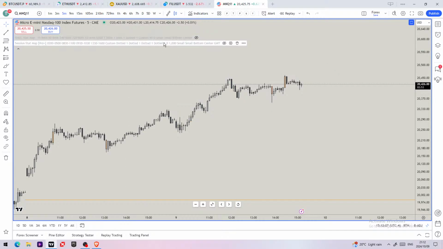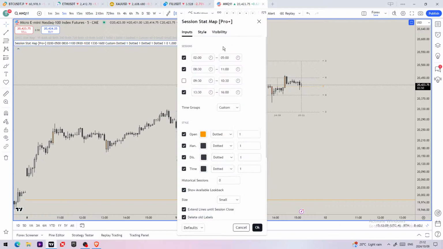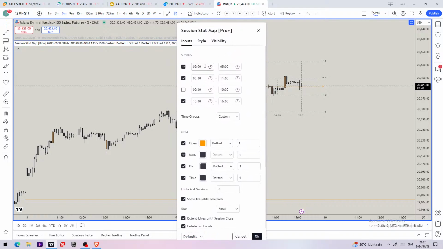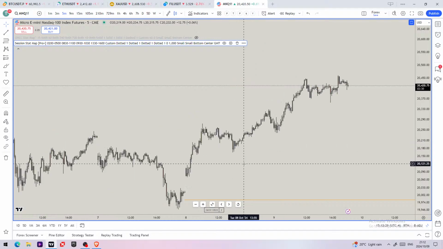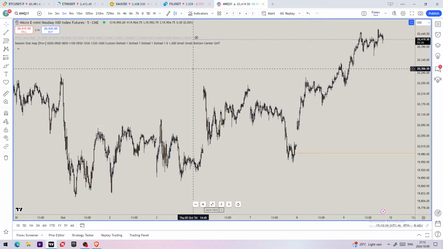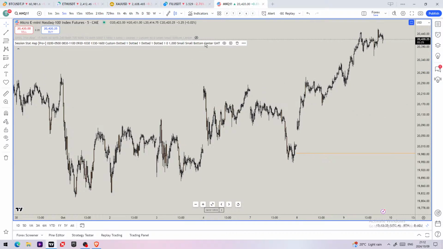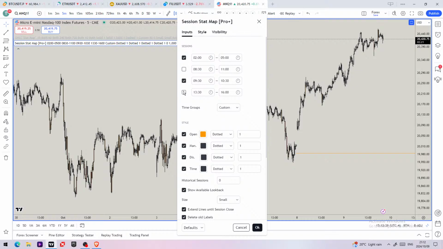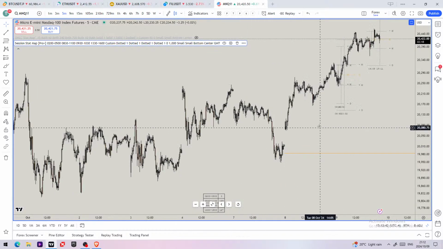And the session stat map is slightly different. What this does in particular is you could input custom ranges, like standard this comes with a PM session, 8:30 to 11 AM session, and 2 to 5 London kill zone. So if you had these on, it would then give you statistical probabilities of those particular sessions, right? We'll just put them all on here so you guys can have a look.